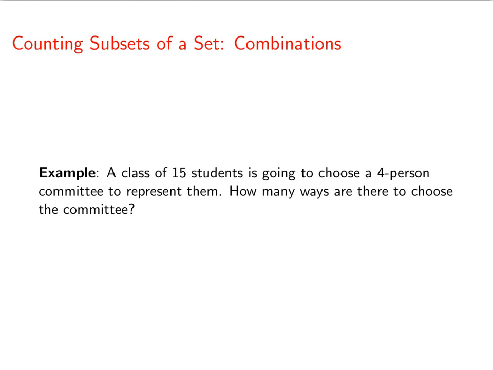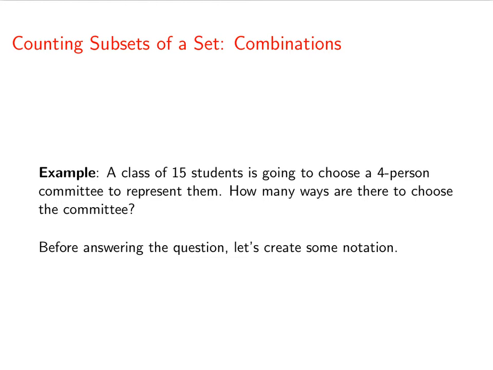Hello, discrete math fans. We're going to talk about combinations now. Let's try this example. A class of 15 students is going to choose a 4-person committee to represent them. How many ways are there to choose the committee? Now, once you've chosen the 4 people on the committee, there's not going to be any roles for the people on the committee. They're just either on the committee or not on the committee.